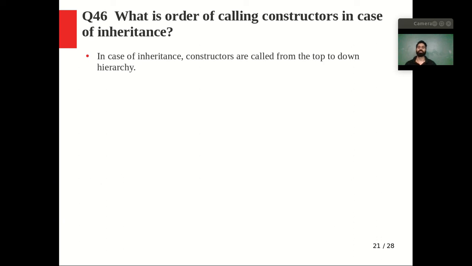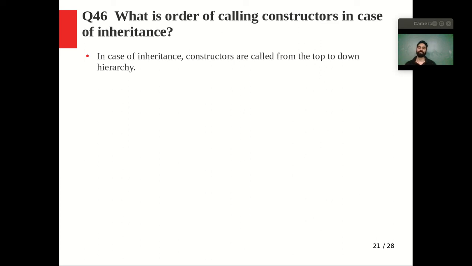So the next question is, what is the order of calling constructors in case of inheritance? Let's say that there is a parent class, a child class, and another child class, and all those classes have constructors. So what is the order of calling? In case of inheritance, constructors are called from top to down. Means first the parent class constructor will be called, then the subclass, and then the next subclass, right? Let's say that we have three classes. Let's say that we have two classes.